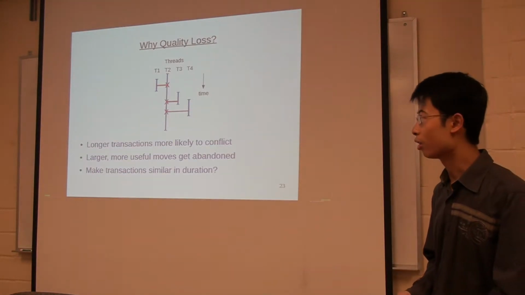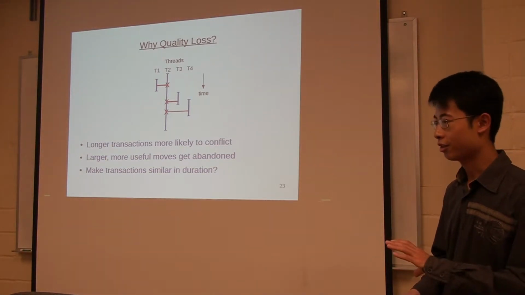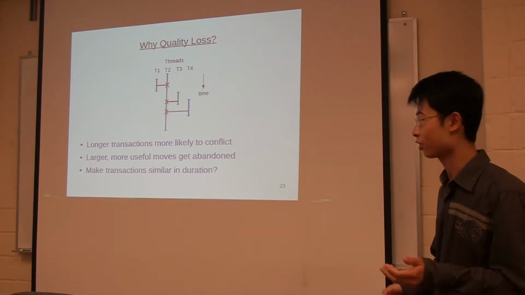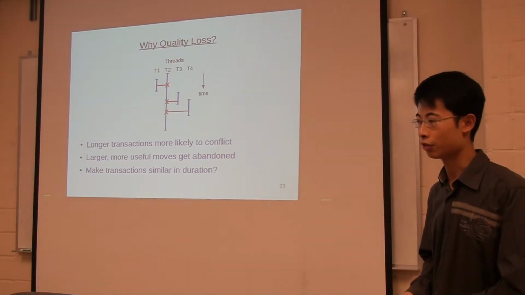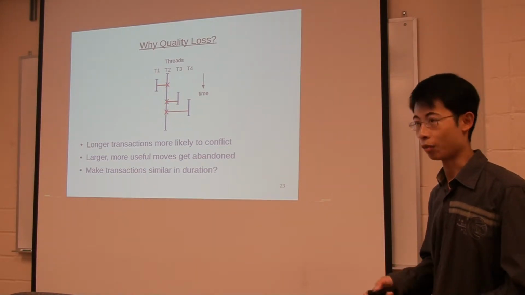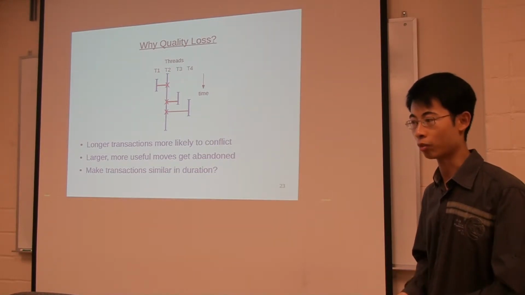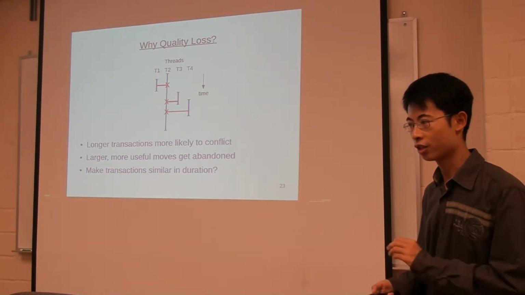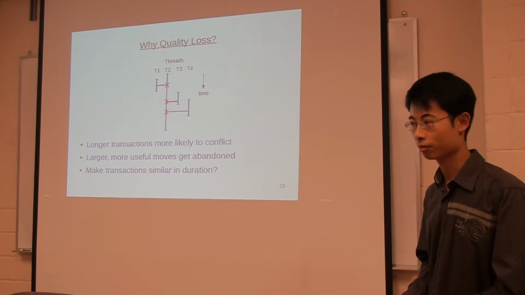And here's why we think the quality loss is so bad for this algorithm. Longer transactions to any transactional memory system are more likely to conflict with shorter ones. And what ends up happening in a parallel placer is the larger, more useful moves, which are in longer transactions, get abandoned more. And obviously that would result in a loss of quality because these more useful moves aren't getting evaluated properly. So one way to fix this may be to try making these transactions similar in duration so that they're all equally or more equally likely to conflict with each other.